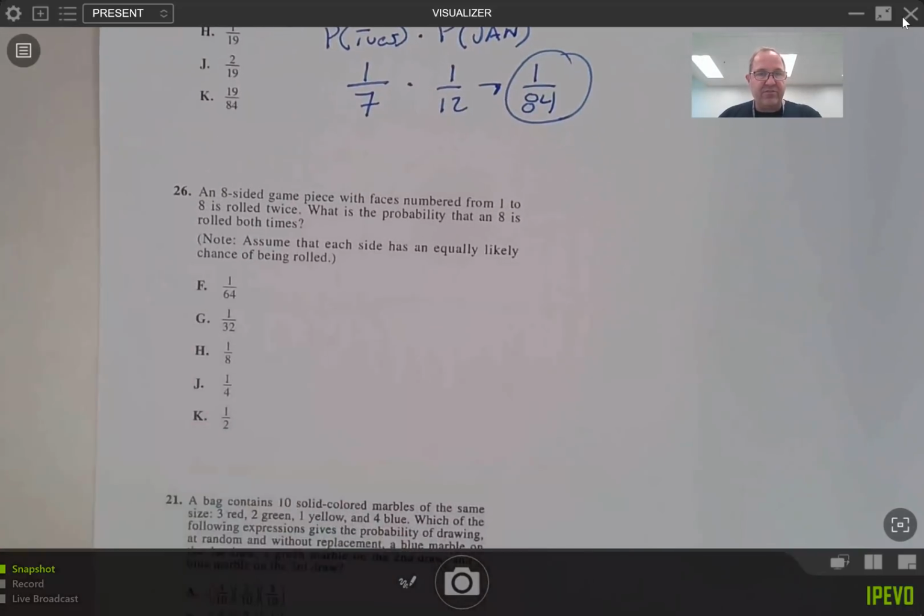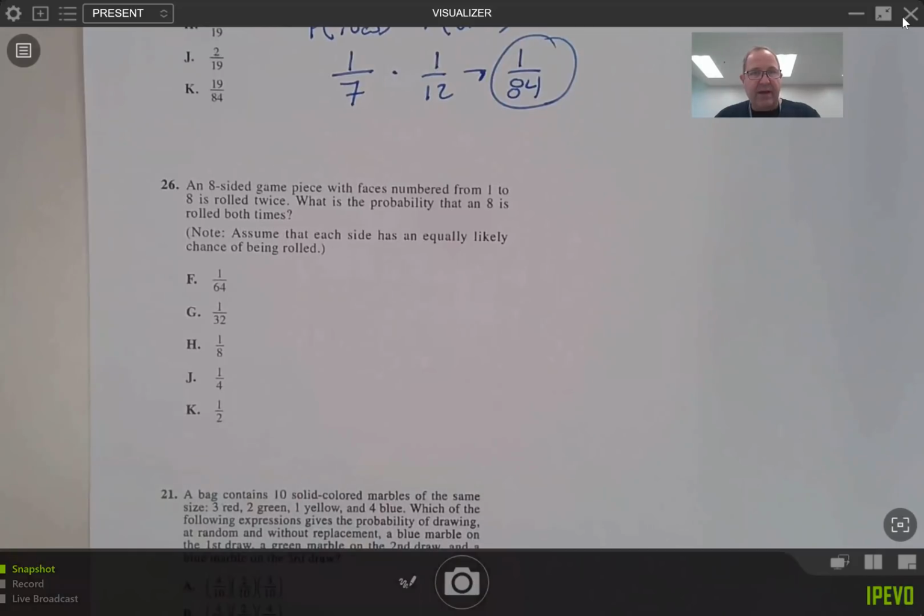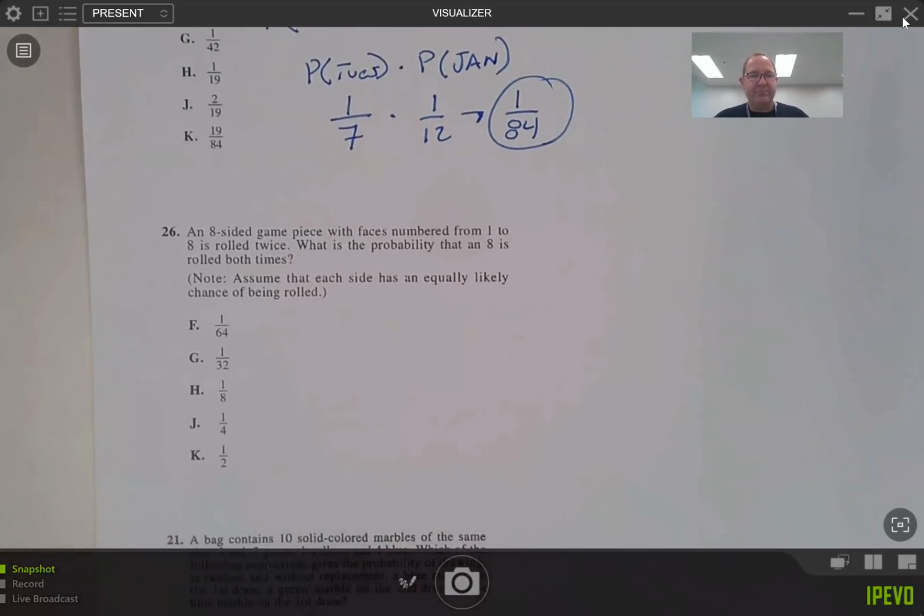This one's 26. I'd like you to kind of try this one out. I want to give you 30 seconds and try it.